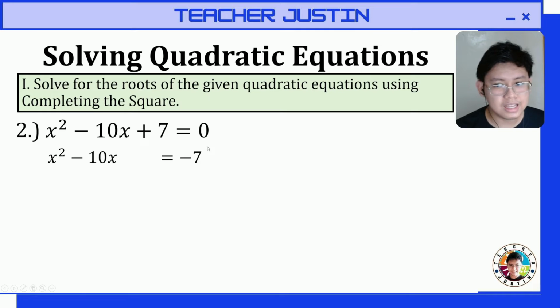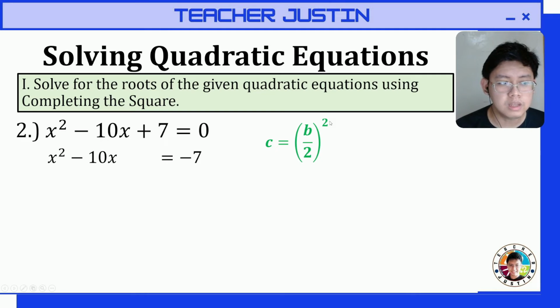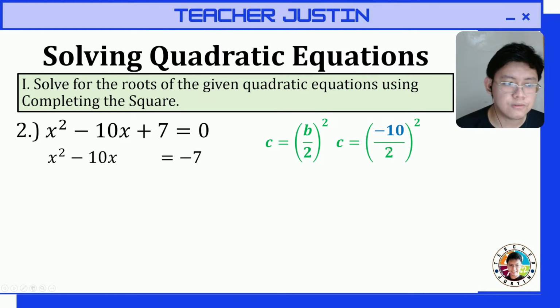Then, ang susunod natin gagawin is we need to convert this binomial into a perfect square trinomial using completing the square method. So we will use the formula c is equal to the square of b over 2. Now, let's substitute the value of b. In this case, the value of b is the coefficient of the variable x. So, in this case, it is going to be negative 10. Kasama yung sign. So, substitute natin negative 10 over 2. So, negative 10 divided by 2 is negative 5. And then we square 5. That will give us 25.